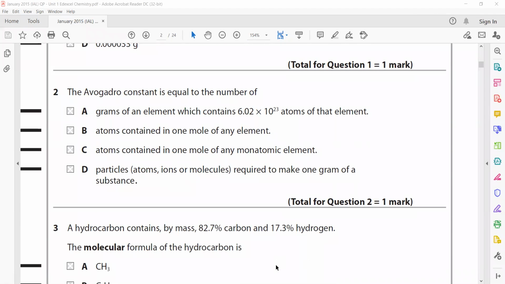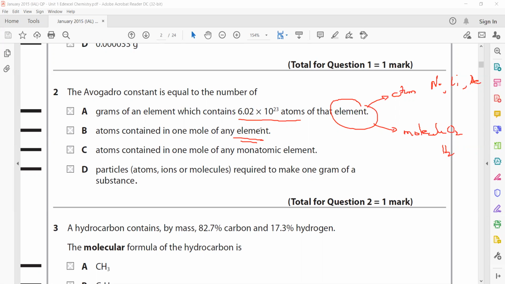Avogadro's constant is equal to the number of atoms in a gram of element which contains 6 exponent 23 atoms. An element can exist as an atom, or an element can exist as a molecule. For example, when we say oxygen, hydrogen, these are molecules. But when we say sodium, lithium, helium, these are atoms. So this statement is not true for elements which exist as a molecule. Atoms contained in 1 mole of any element, again that's not true because it should be a specific number, Avogadro's number, 6 exponent 23.